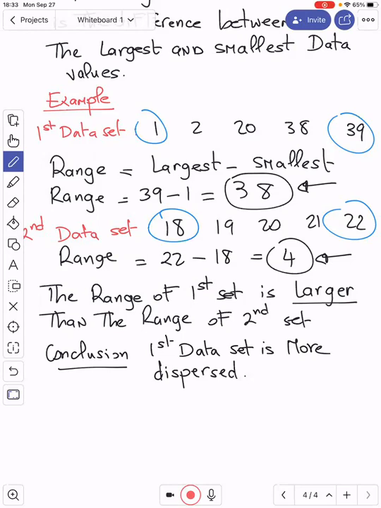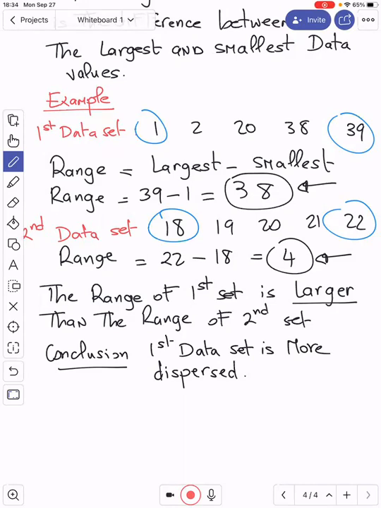Okay, so the range is a very simple measure of variation. Just take the difference between the smallest and largest number, and you can compare the ranges. Of course, the data set with the largest range would be more dispersed. But the problem with the range is that it doesn't tell us how much the other values vary from the mean or from one another. Sometimes it's not really useful.